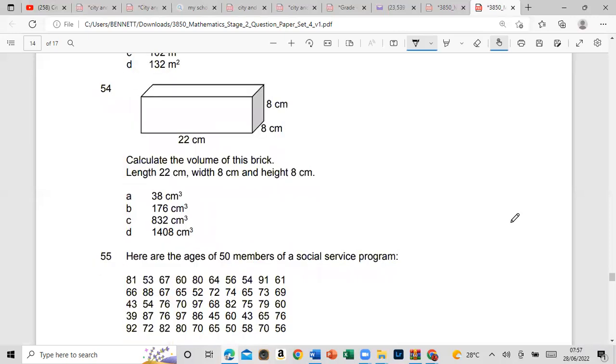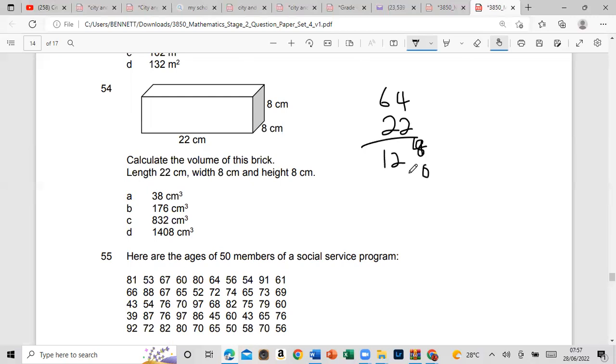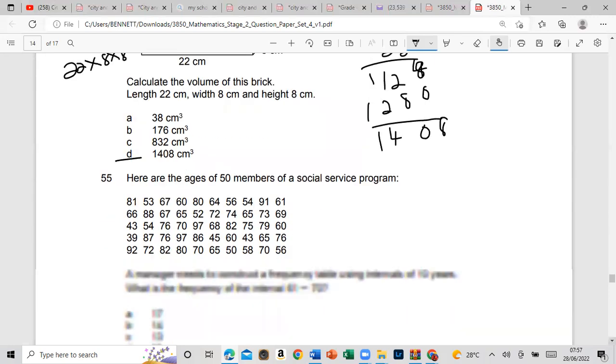Hit the like button. Calculate the volume of this brick, length 22 centimeters, 8, 8. All right, so 8 times 8 is 64. I'll times that by 22. 2 times 4 is 8. 2 times 6 is 12. So that's 128. So that's 1004. Or we could have said 22 times 8 times 8. Still get the same answer. All right, so 55.